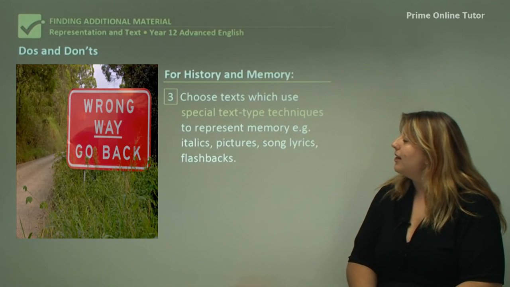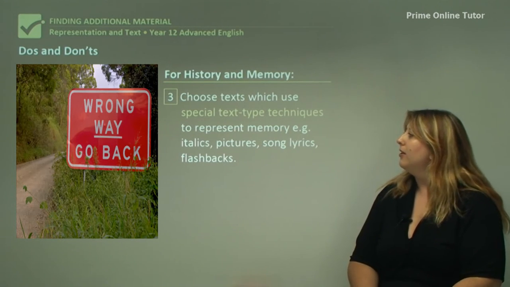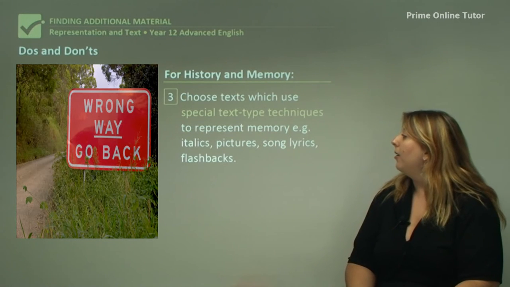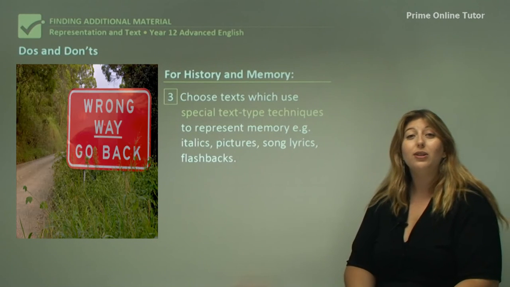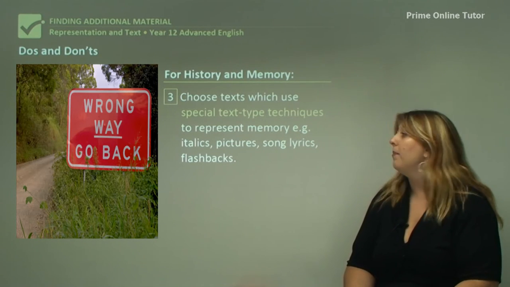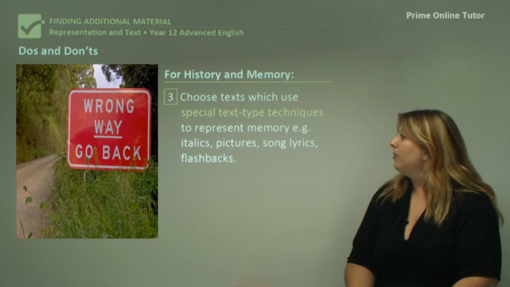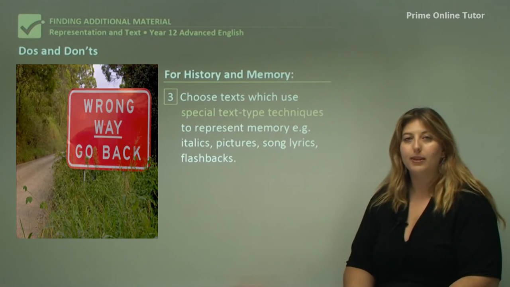You also want to choose texts that use special text type techniques to represent memory. So things like italics to represent flashbacks, pictures as well as written words, maybe song lyrics or other cultural factors of the time, and maybe, say, video flashbacks and things like that. So we're looking for things that actually employ the text type a little bit differently.